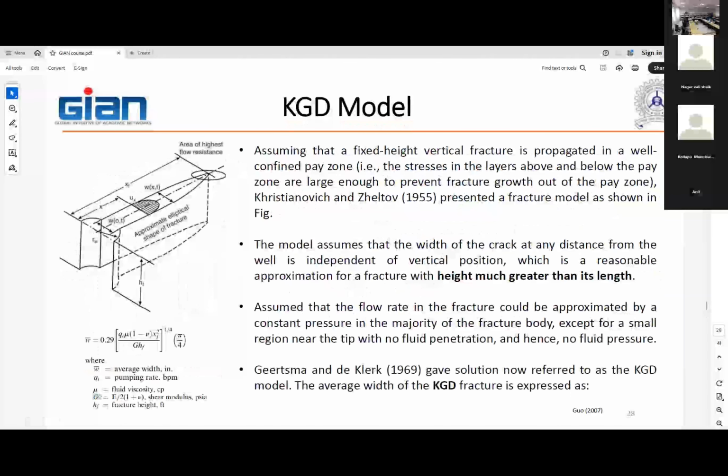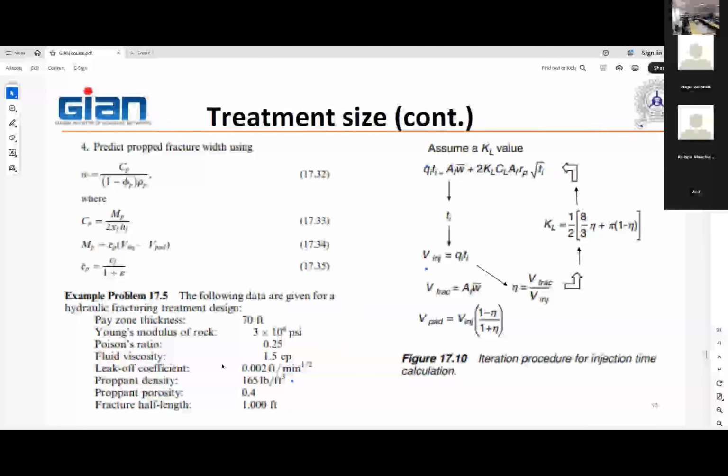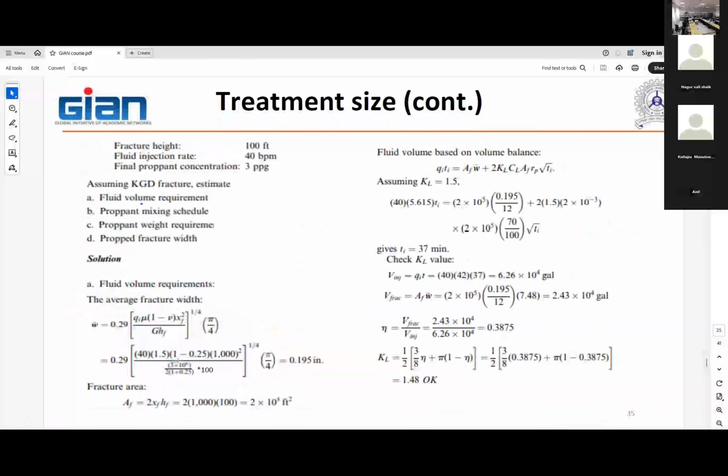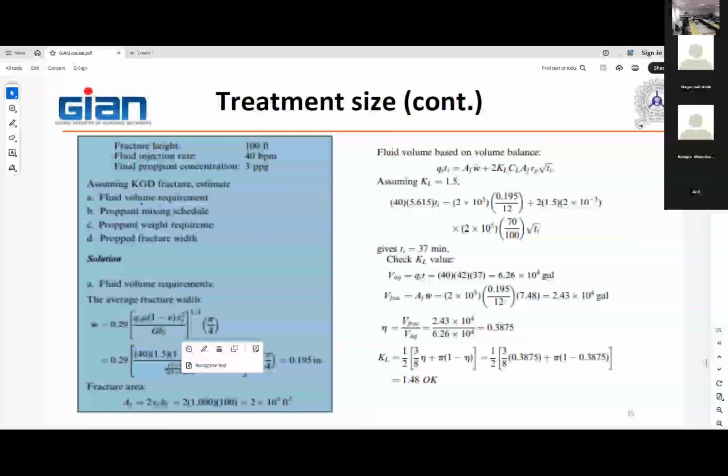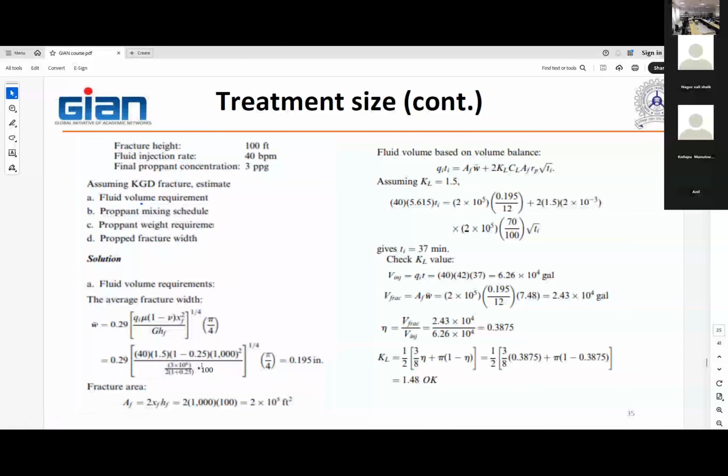If you want to calculate shear modulus from Young's modulus, you use this formula, E divided by 2 times 1 plus nu. So that's what we are doing here in this calculation. Times 100 is the fracture height. Once you do this times pi by 4, you will get 0.195 inches. So almost 0.2 inches of fracture width on average, based on the KGD model.